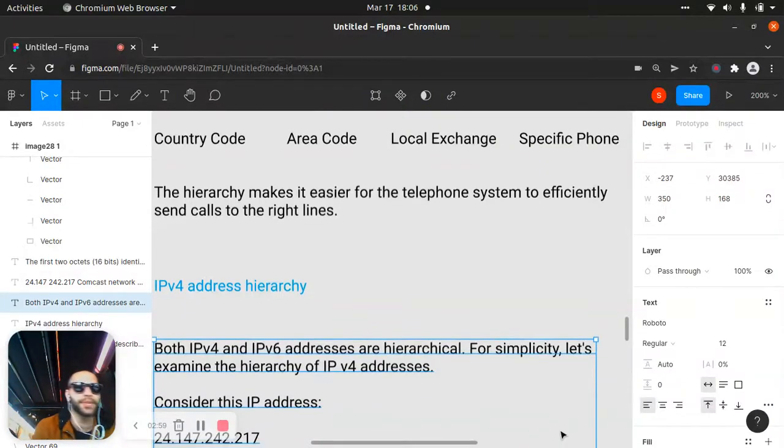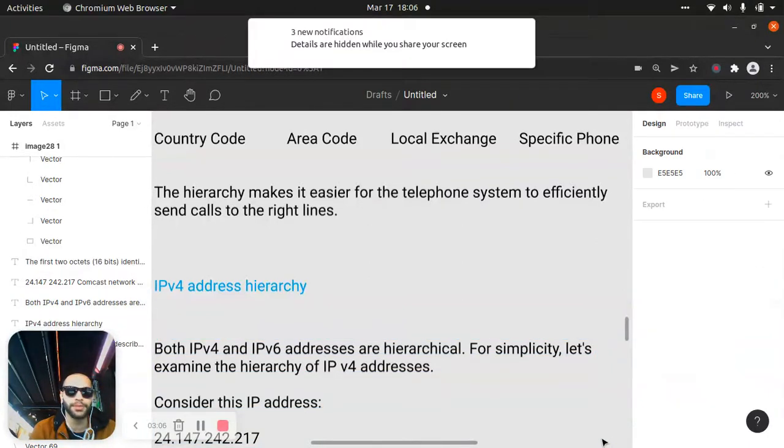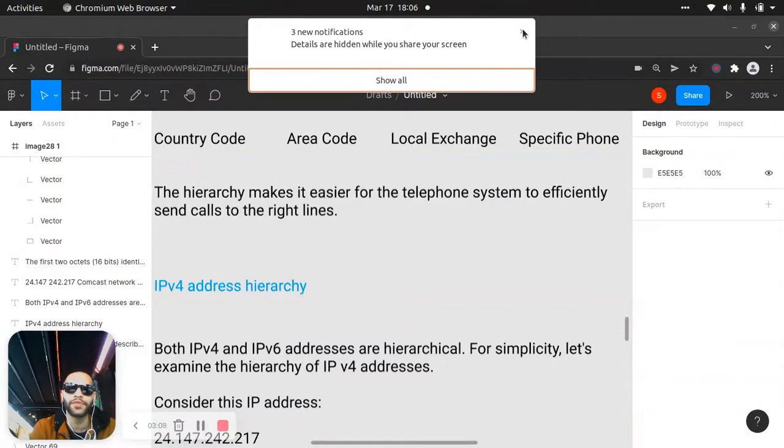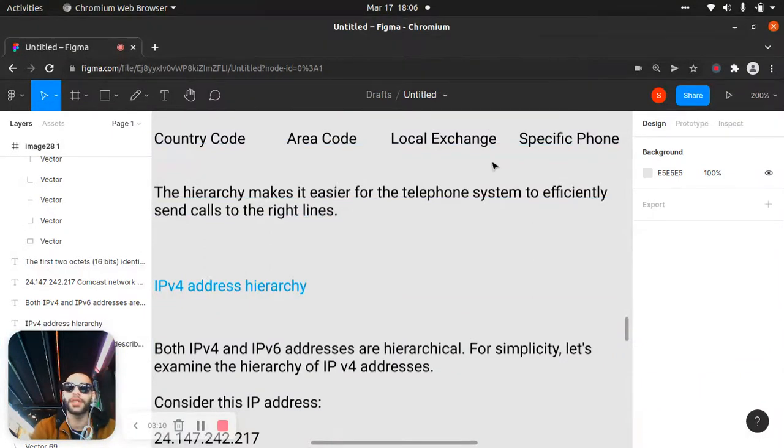IPv4 is 8 bits per part, and each part is between 0 and 255. But for IPv6, each part is 16 bits, which gives 2 to the power of 16.